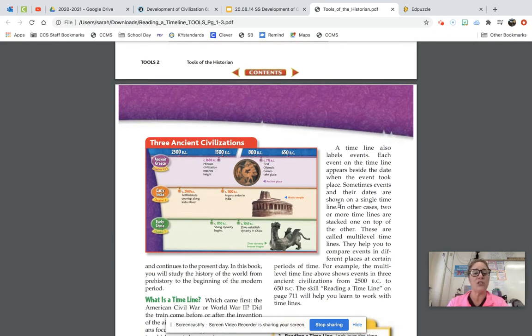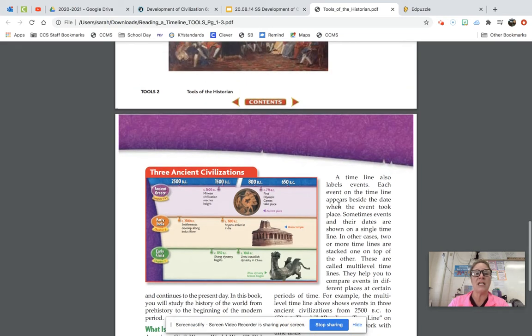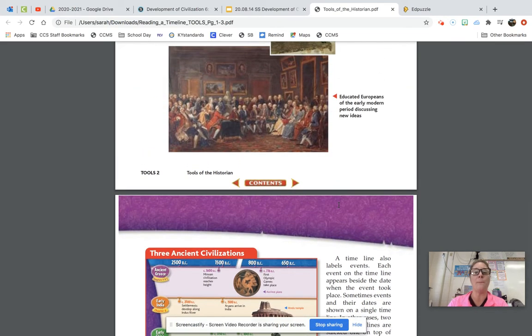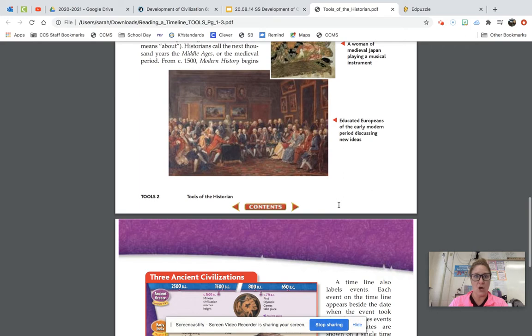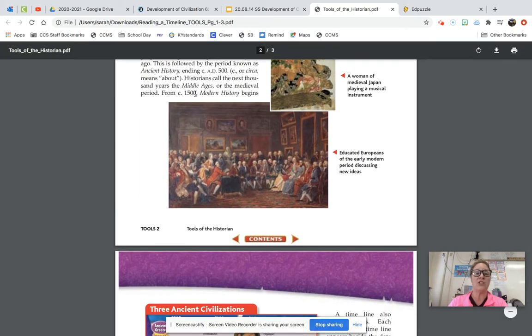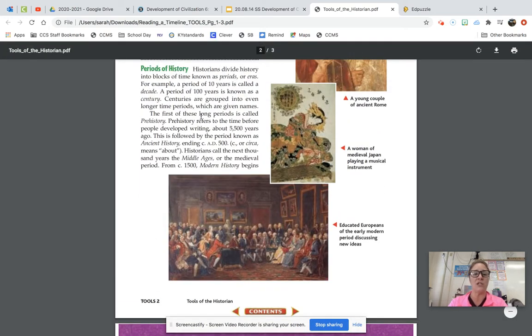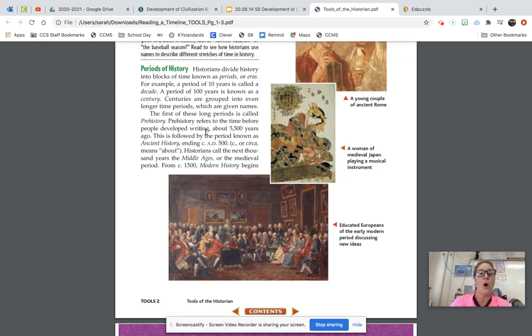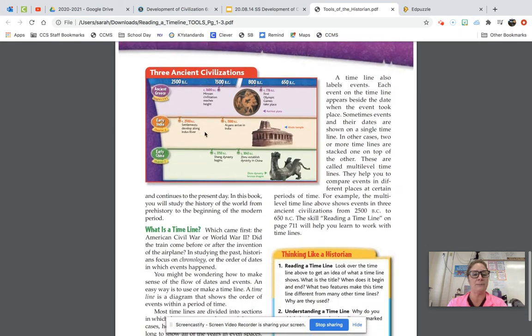In this book, you will study the history of the world from prehistory to the beginning of the modern period. In this course, we are studying BC or BCE. All that prehistory, right here where it says the first of these long periods is called prehistory. Prehistory refers to the time before people developed writing. That is what this course is about, what we'll be learning about all year.